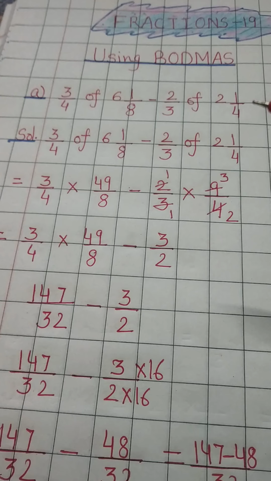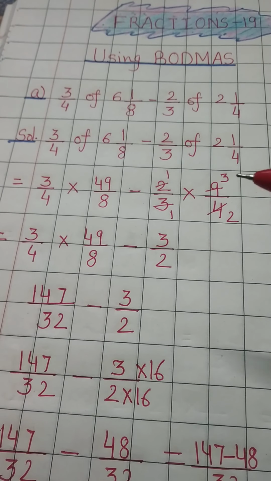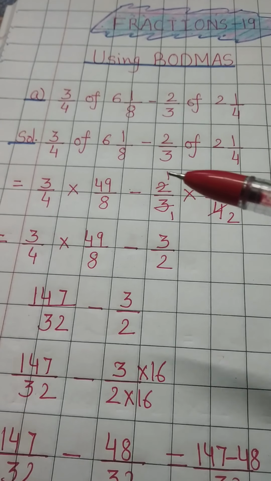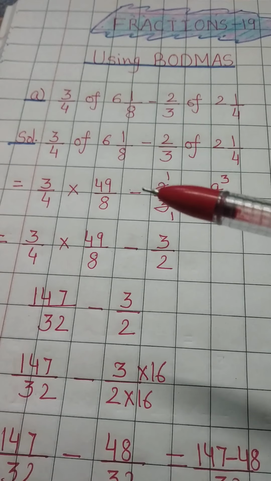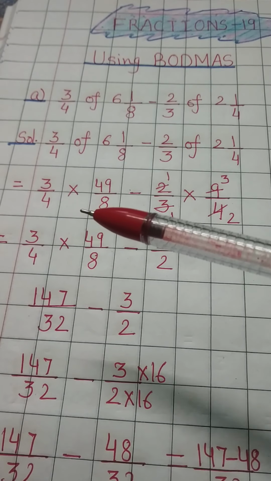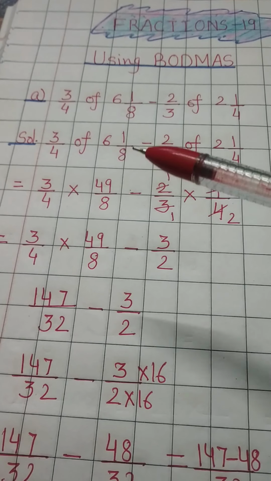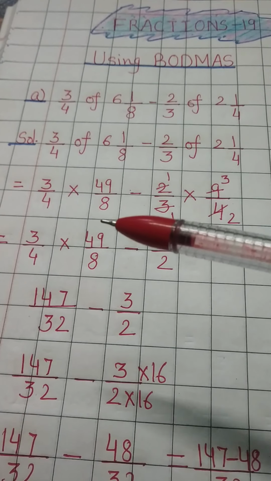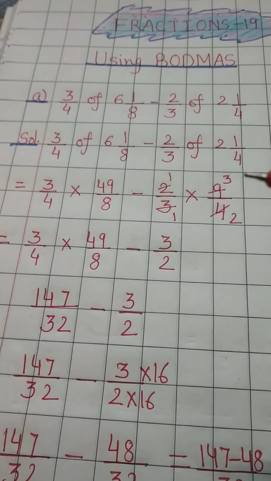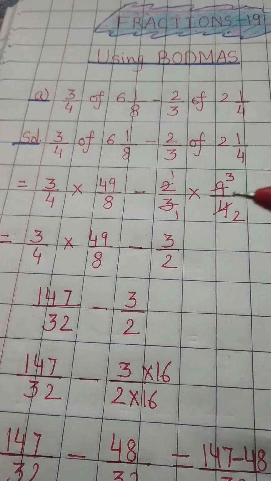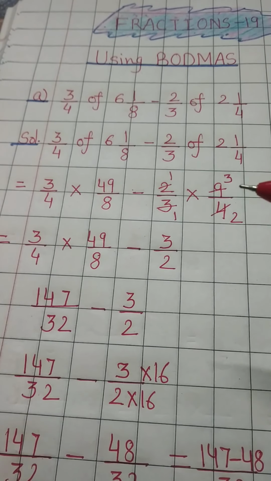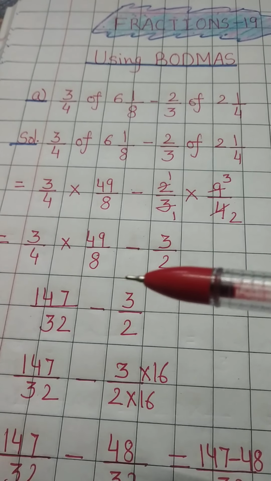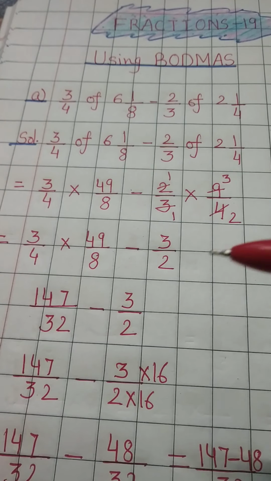As I have told you, the first step is to copy the question properly and attentively. So copy the question. Then see, the first step: no bracket is there, so we will go for 'of'. So 3 upon 4 into, and this is a mixed fraction, so we will convert it into an improper fraction: 6 times 8 is 48, plus 1, 49 upon 8, minus 2 upon 3 of 9 upon 4. Here 3 ones are 3, 3 threes are 9, 2 ones are 2, 2 twos are 4. So 3 upon 4 into 49 upon 8 minus 3 upon 2.